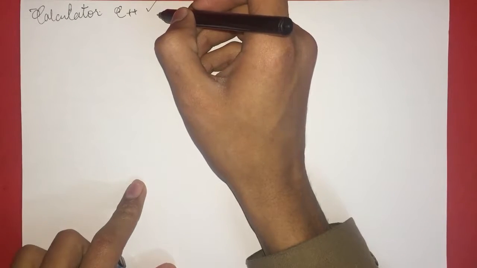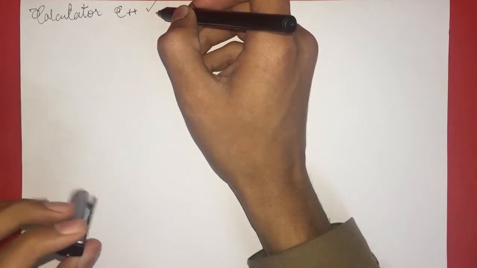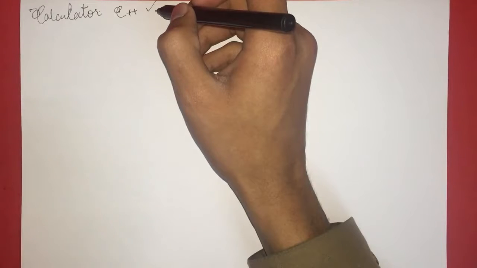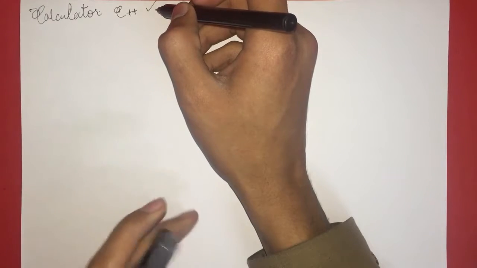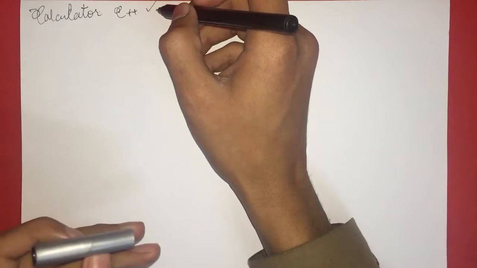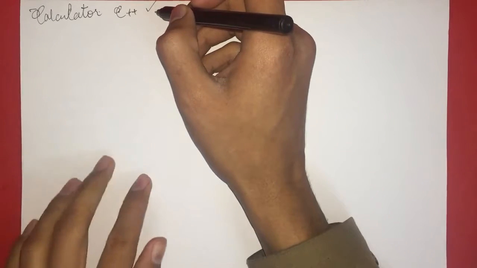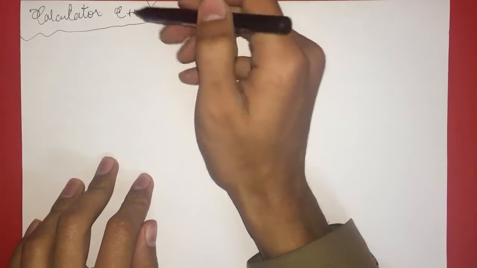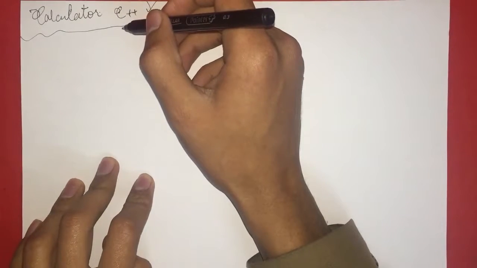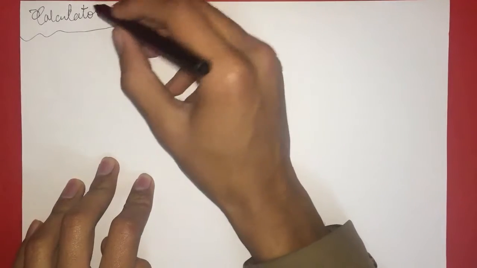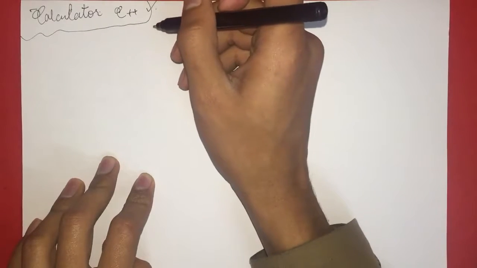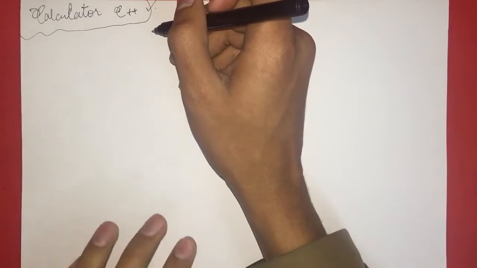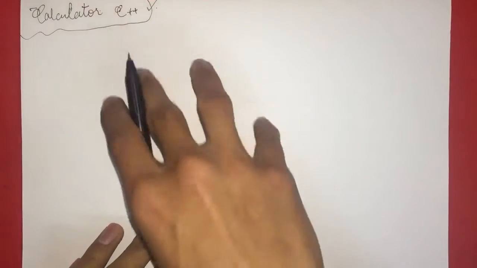It's kind of important, and by making this you will know how a function works, how the mathematical operators in C++ work, and how if-else statements work in C++. So I think you guys should know how to make this program in C++, and it's pretty interesting as well. So for making a calculator in C++, I'm just going to make a program right here.